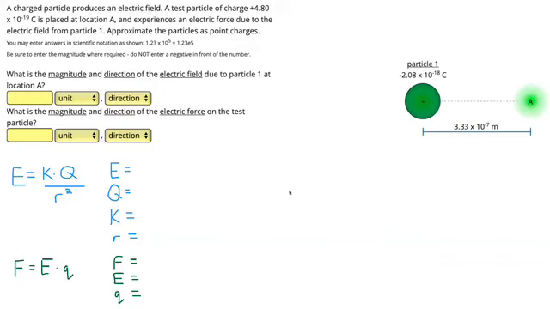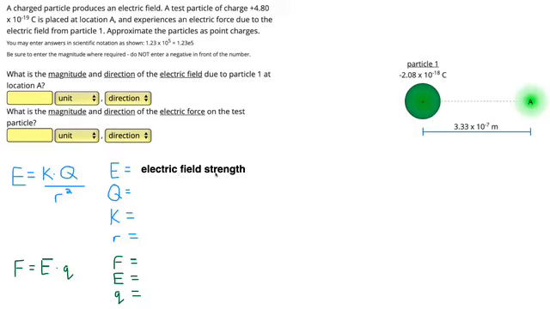In these problems, we're going to be finding the electric field due to a particle, and we're also going to be calculating the force on another particle in that field. So we have two equations we're going to be using. The first one here is the electric field strength equation. So that's going to tell us E, which is the electric field strength.